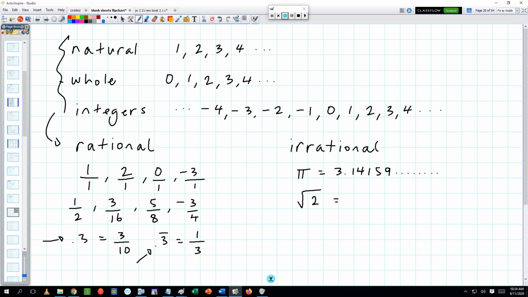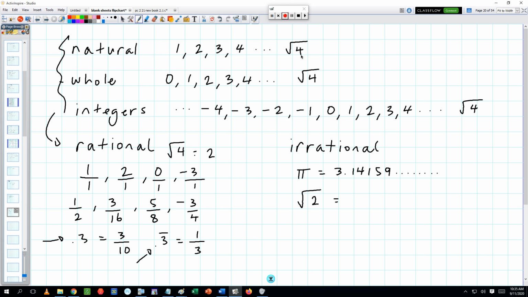So that means, what about radicals that do work out? Well, since the square root of 4 is the same thing as 2, then the square root of 4 would be rational. It would be an integer because it's the same thing as a 2. Let me rewrite that. It's a whole number, the square root of 4, because it's a 2, and it is a natural number because it is the same thing as a 2.